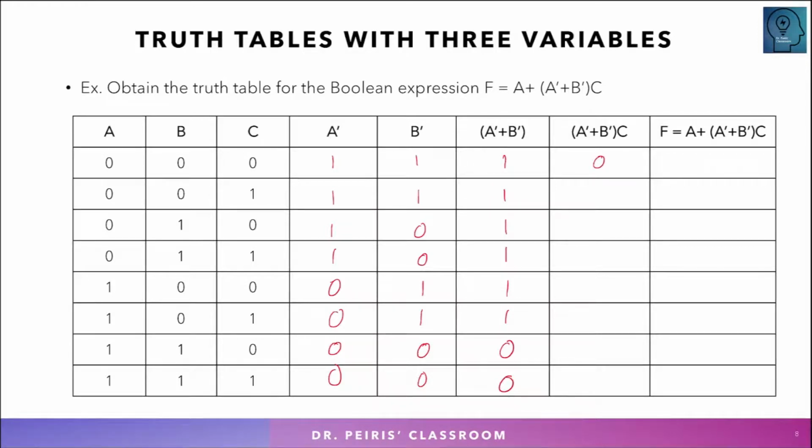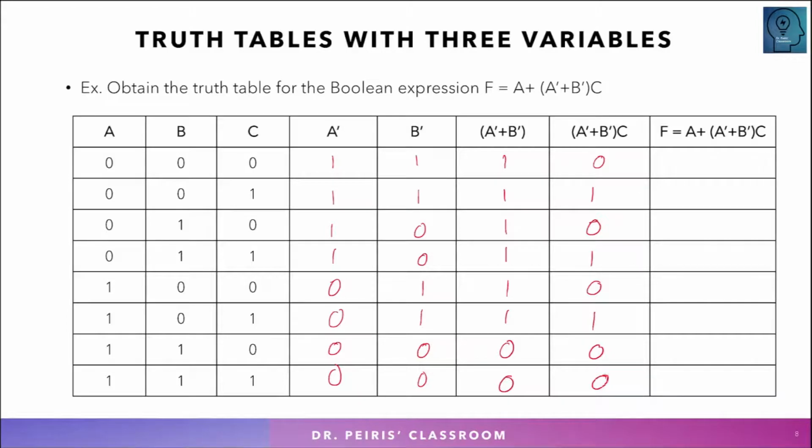Next one 1 1, so it is 1. Next one C is 0, so the output is 0. The next one both are 1, so the output is 1. This is output 0 because the C is 0. The next one both are 1 1, which is 1. This is 0. The last one, this term is 0, so this is 0.